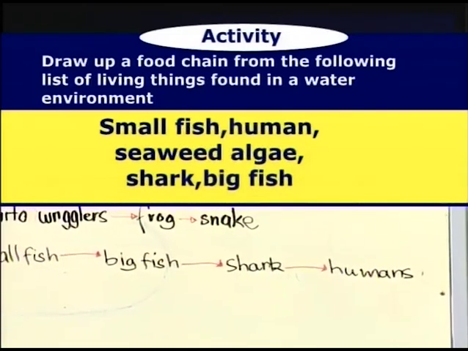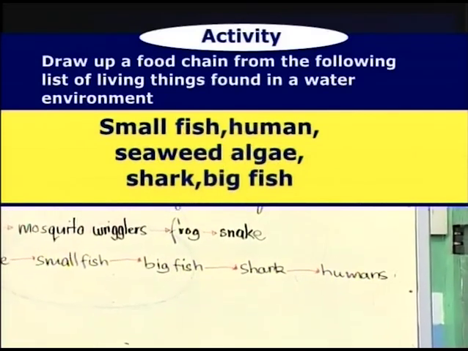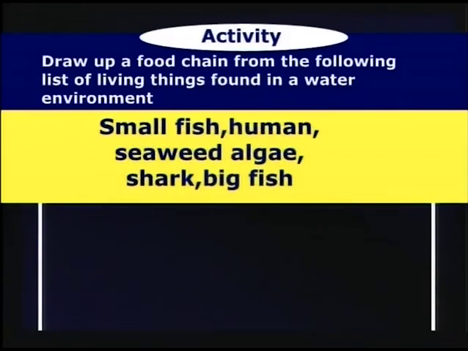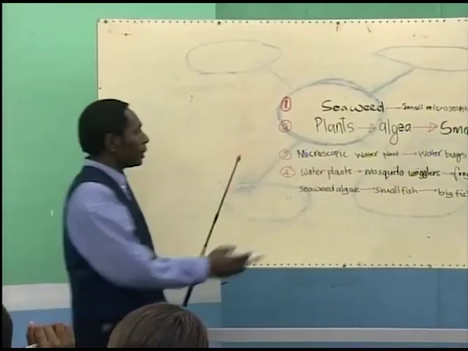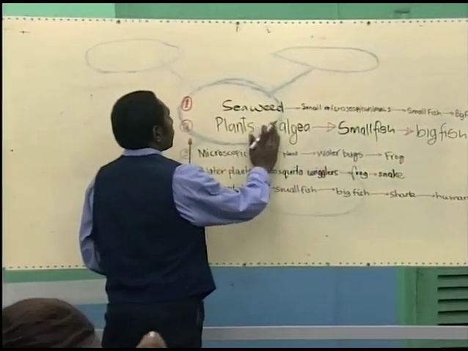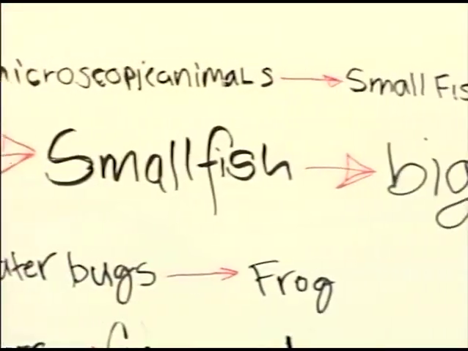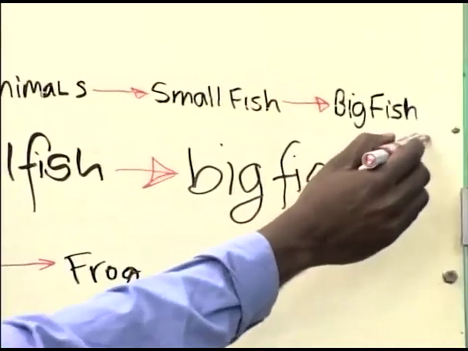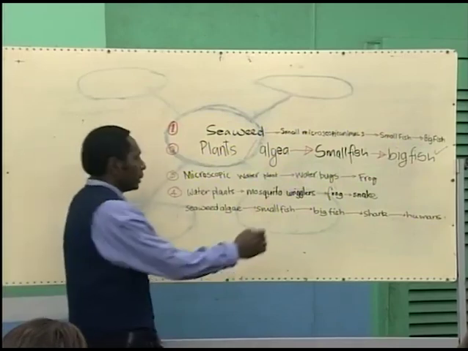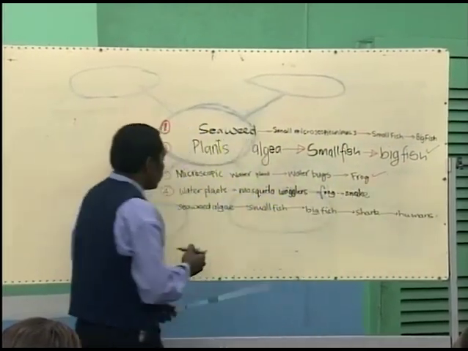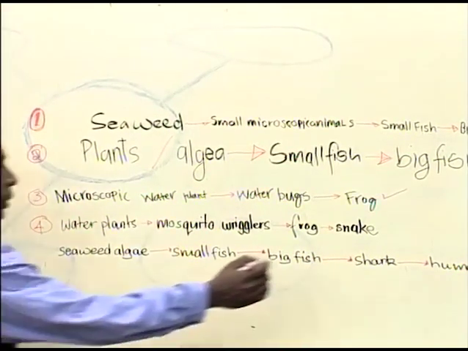Thank you very much. The first one that we did has already been done there. These are all examples of food chains found in the water food chain. Okay, so we have plants and algae together. Plant and algae both are plants eaten by small fish and big fish. That is correct. Microscopic water plant, water bugs and frogs, correct. Water plants, mosquito wrigglers, frog, and snake is correct.